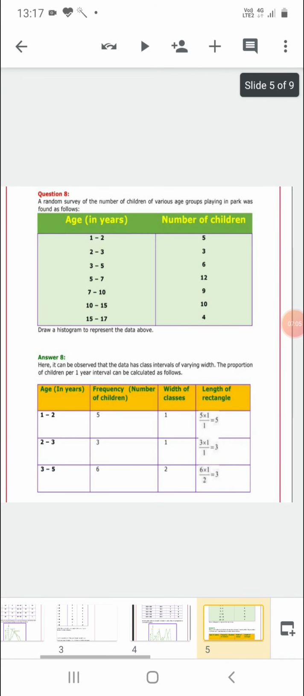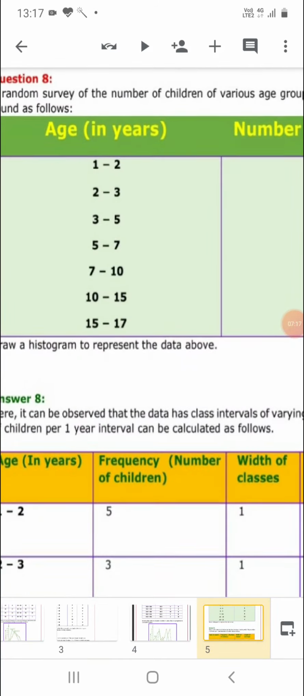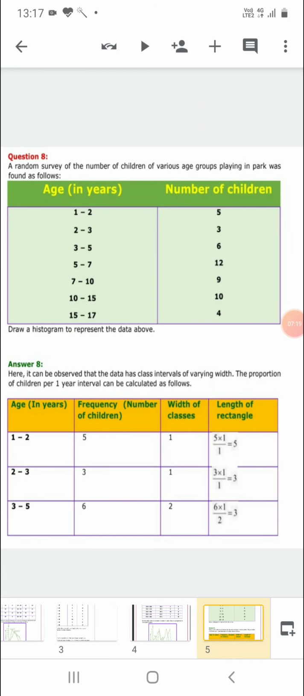So next is question number 8. Now dear students, a twist is there in both the next two questions, question number 8 and 9. And what is that twist? Let us first read the question. A random survey of the number of children of various groups playing in a park was found as follows. कितने बच्चे पार्क में खेल रहे हैं, किस एज के? So a survey is given to you.